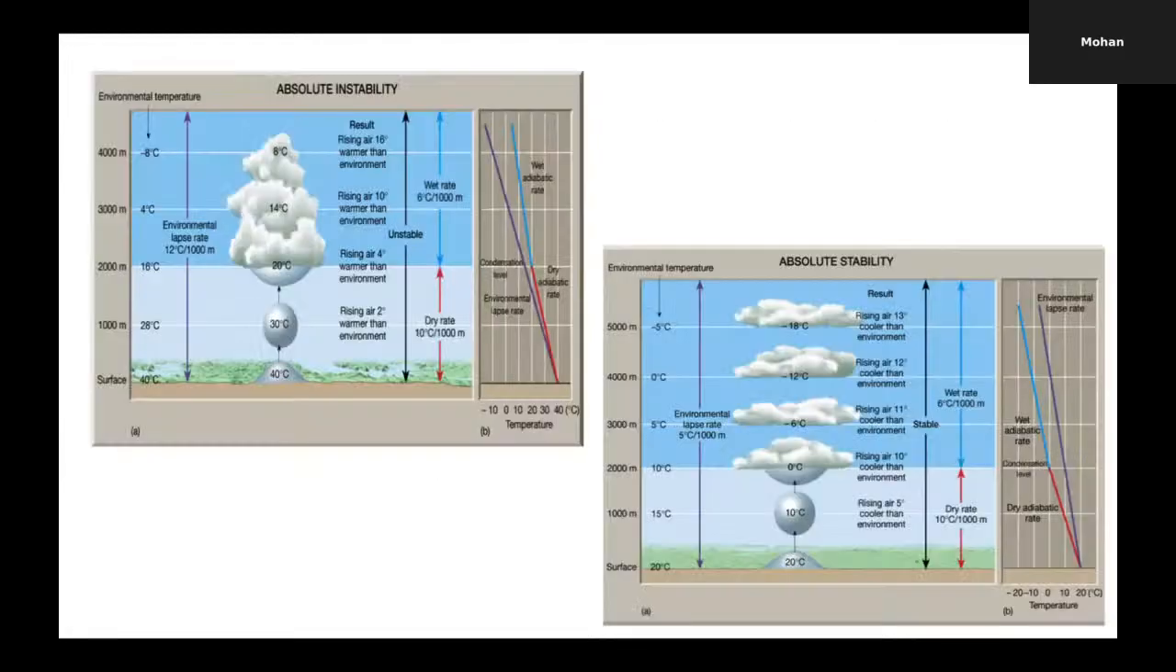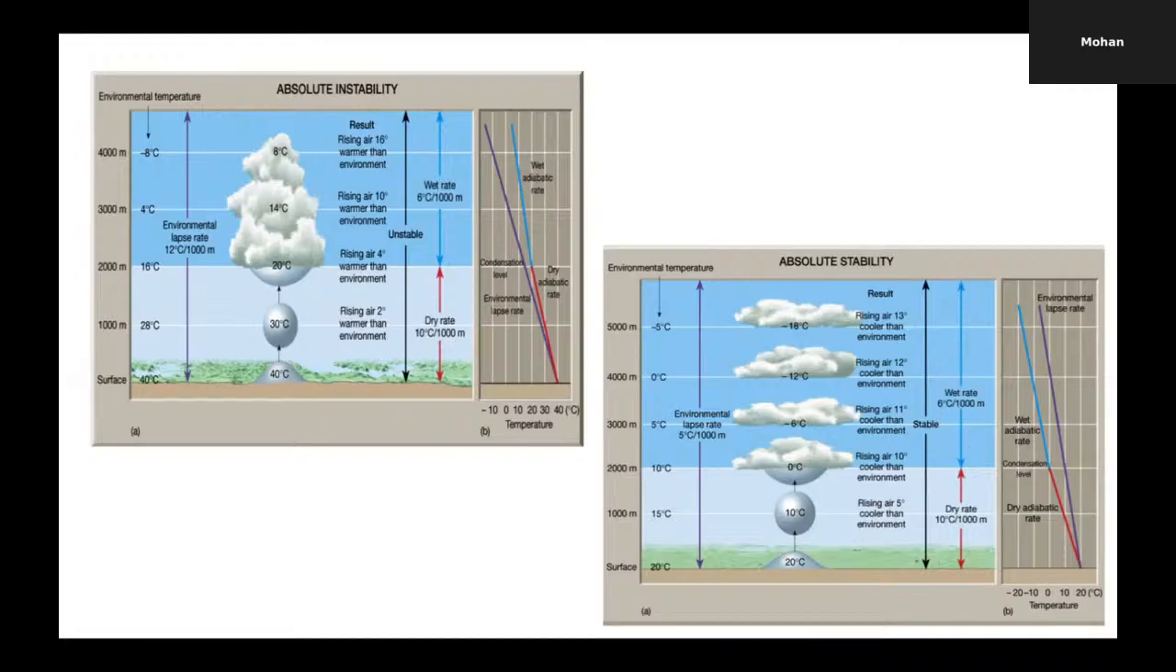So just schematically, I want to show you that I told you two things. One is stability and instability: what things can stabilize and what things can destabilize the atmosphere. So here are two pictures, one showing absolute instability and the other absolute stability, like the titles show. These are sources from the internet that I downloaded just to give a pictorial representation of these things.